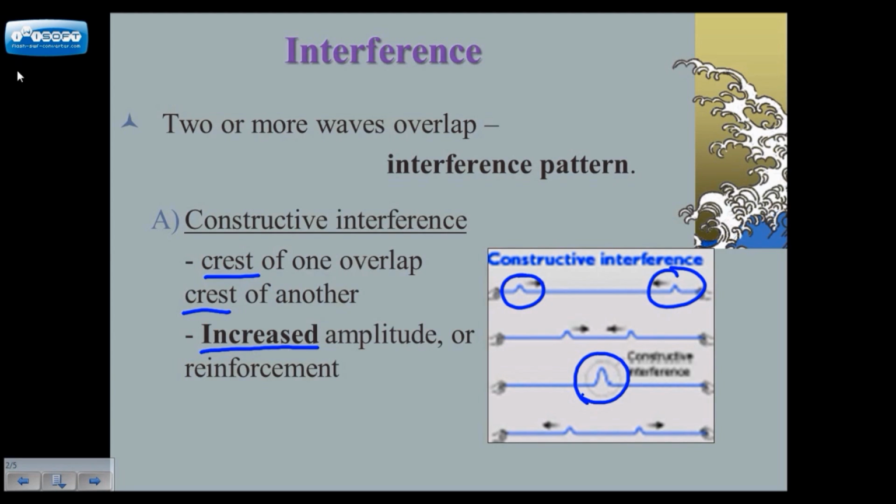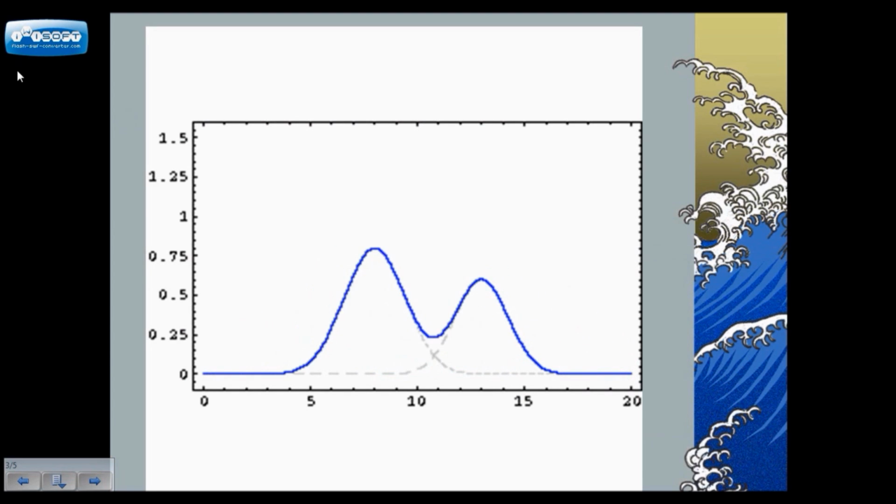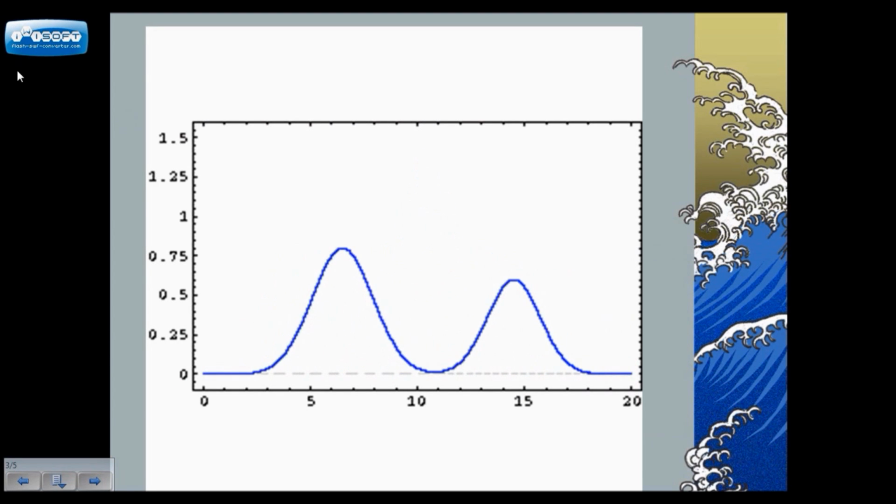Once the interference happens, the waves just continue in their path. So the two waves will travel and they will just continue, but they happen to overlap at one point. So here's an animation of constructive interference.